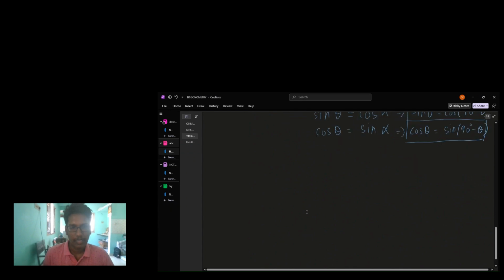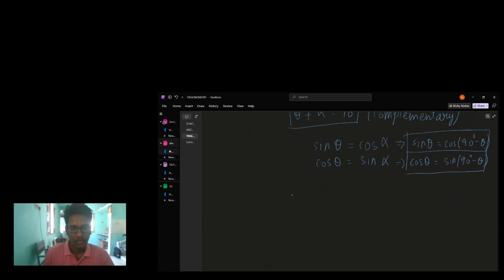And also there is another property. We know that in a right angle triangle with 90 degree at the center, and angles theta and alpha, let us name the sides X, Y, H. We know that x square plus y square is equal to h square, according to Pythagoras theorem.